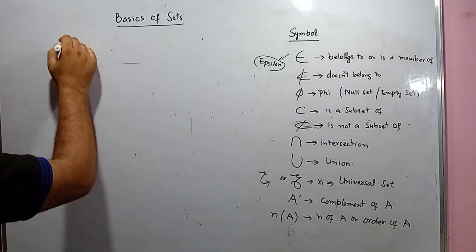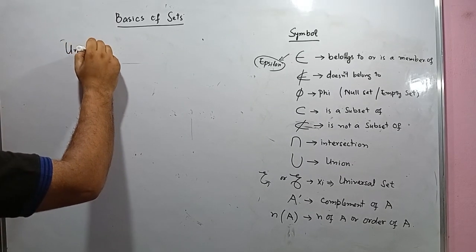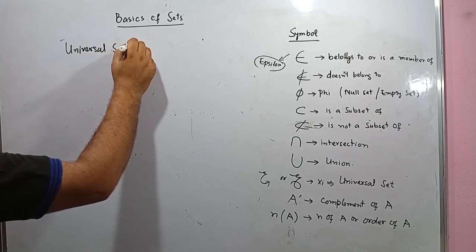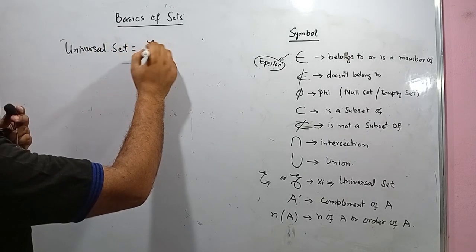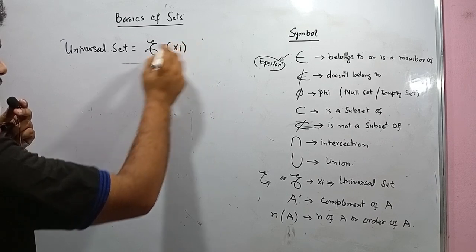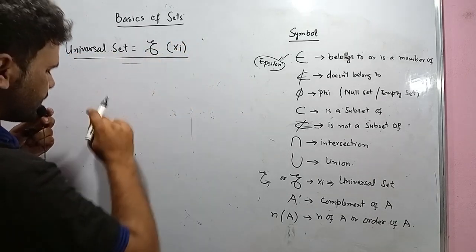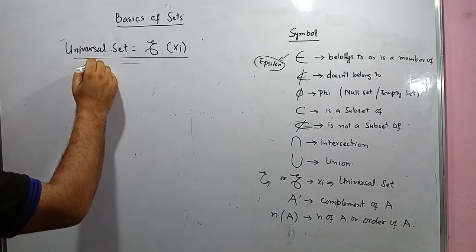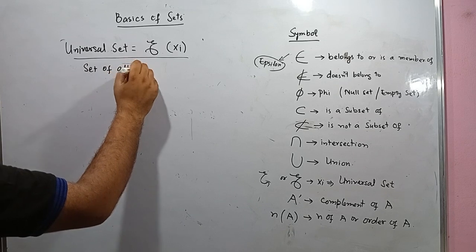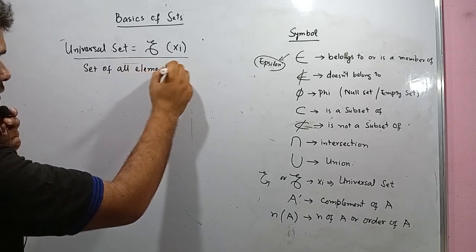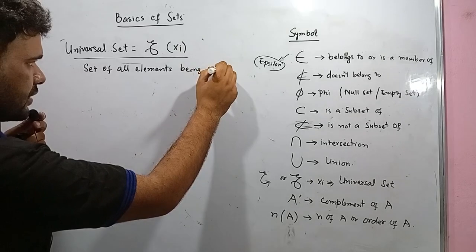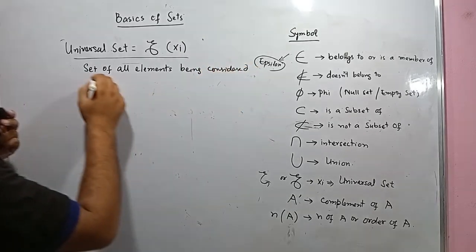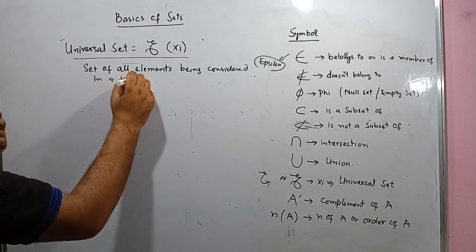Now next is the universal set. This is denoted by this symbol. This is xi. It's a Greek symbol. So this is the universal set. What is the universal set? It is a set containing all the elements being considered in a particular problem. So set of all elements being considered in a particular problem.